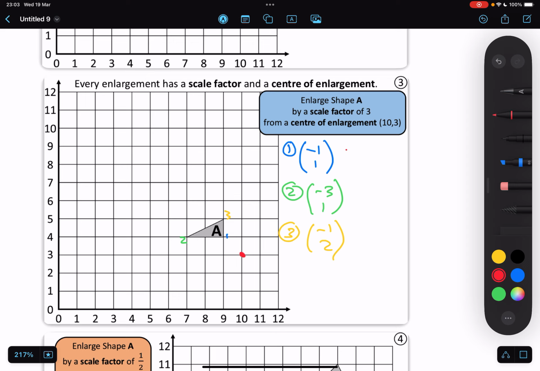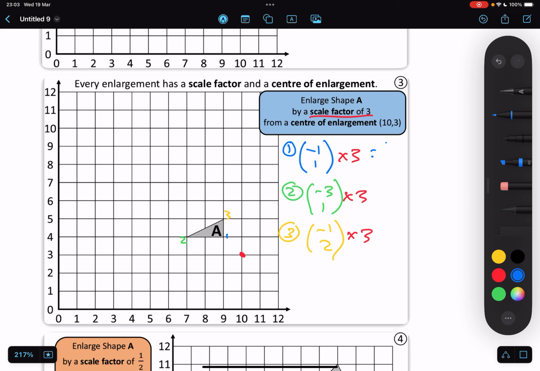So now that we've done that, because these are our journeys from the center of enlargement to the shape, the question is asking us to enlarge it by a scale factor of 3. So we're going to be doing 3 times the journey. So we'll times by 3. Yeah, so we'll multiply by 3.